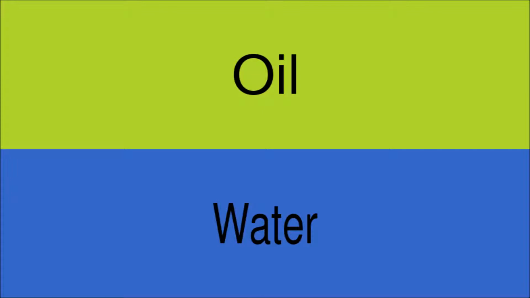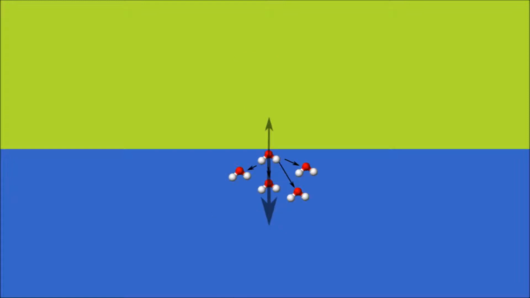Because water is polar and oil is nonpolar, when they touch, there is a tension at the boundary between them. A water molecule at the surface is attracted strongly to the other water molecules behind it, but only weakly attracted to the oil molecules in front of it. So the water molecules feel an overall pull backwards into the rest of the water. This is surface tension.